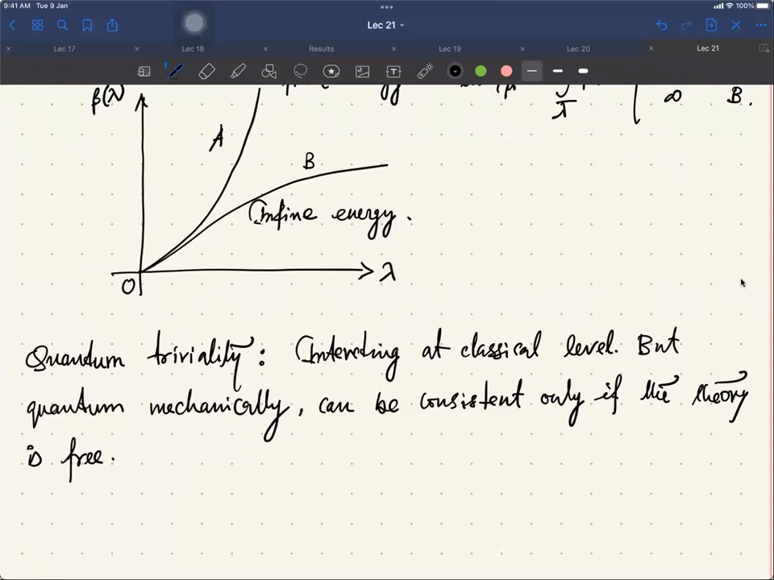And there is a strong indication that the full quantum theory is actually free. At the full quantum level, the theory is actually free. So that is the statement of quantum triviality.